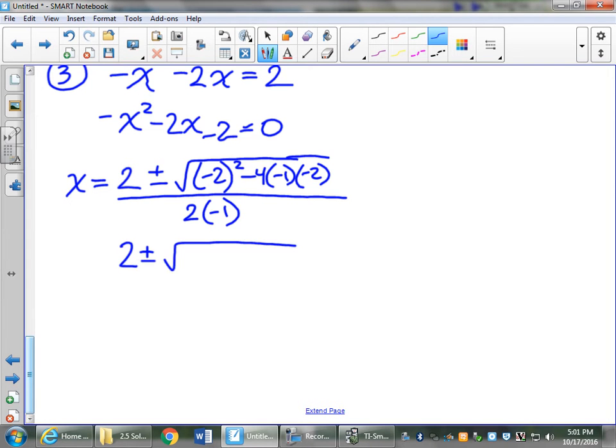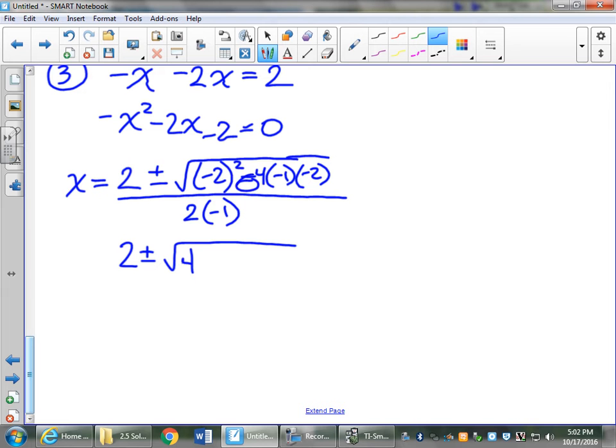Here's a huge area where students make mistakes: when they square that negative. Because if you do that on a calculator and don't put parentheses, your calculator will tell you that negative 2 squared is negative 4. That is wrong. When you square a negative, this first term should always, 100% of the time, be positive. Because you're squaring the negative as well, which is why I put parentheses around the negative. So it should be a positive 4, not a negative 4.